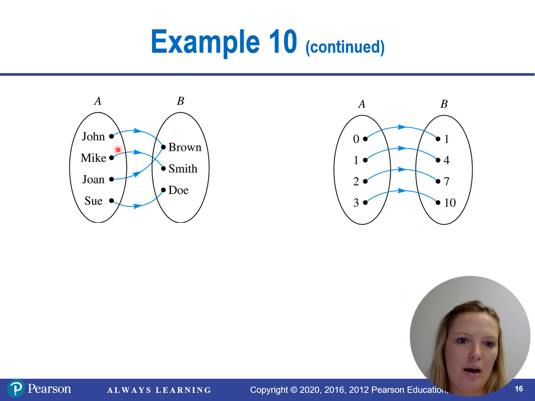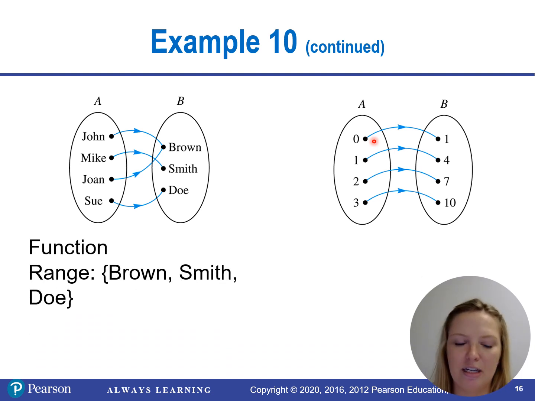All right, so if we have the set of John, Mike, Joan, and Sue mapping to the last names Brown, Smith, and Doe, John has the last name Brown, Joan has the last name Brown, Mike has the last name Smith, Sue has the last name Doe. This is a function. Even though John and Joan have the same output, this is a function and the range is Brown, Smith, and Doe.